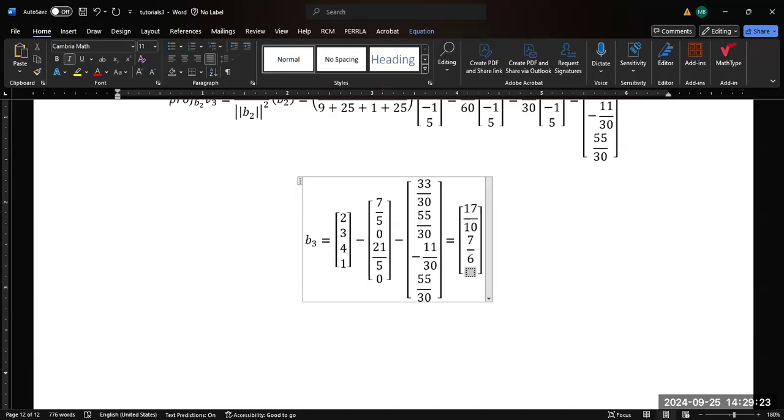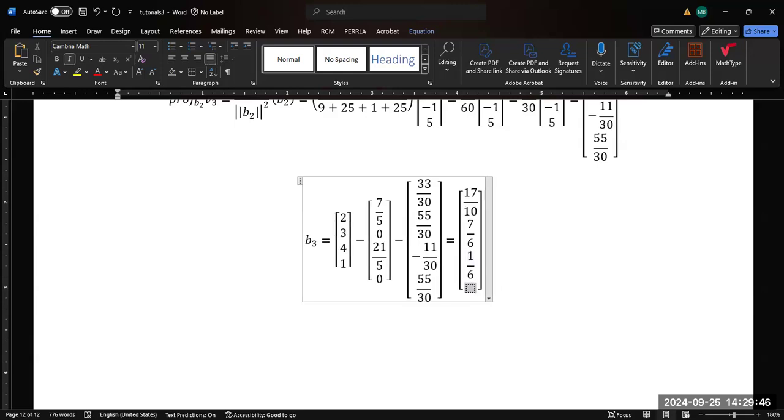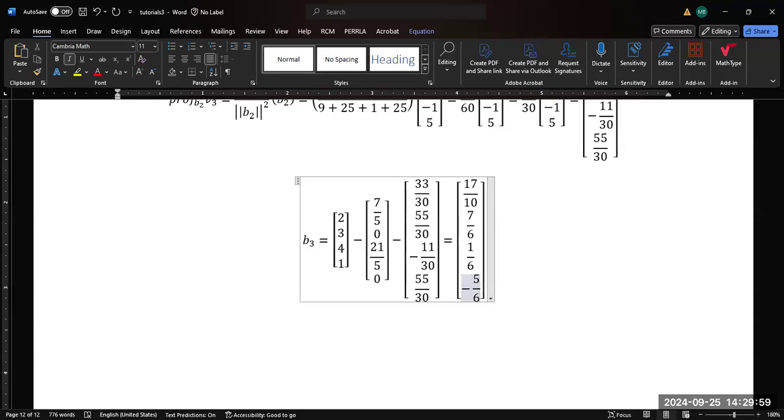And if I take 4 minus 21 divided by 5, and I subtract negative 11 over 30, I'm going to get 1/6. And finally, I take 1 minus 0 minus 55 divided by 30. And I get negative 5 over 6.